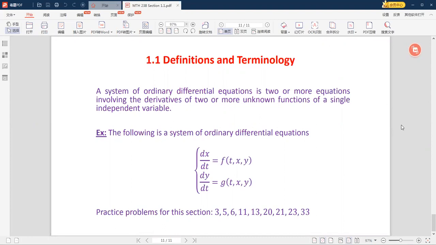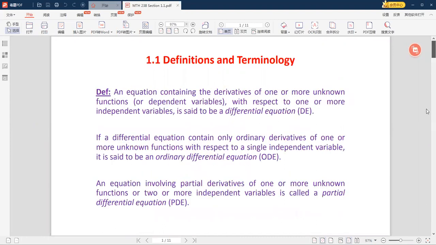Okay, if no questions, then we just start the first chapter. The first chapter is the introduction to differential equations. We just introduce some terminologies, some definitions. So the first section of chapter 1 is definitions and terminology.